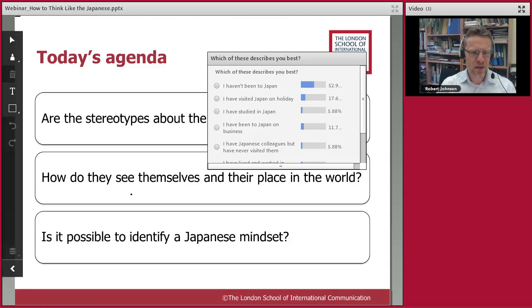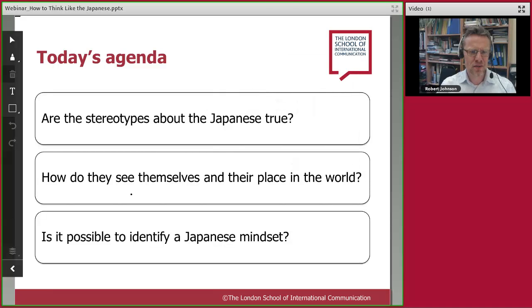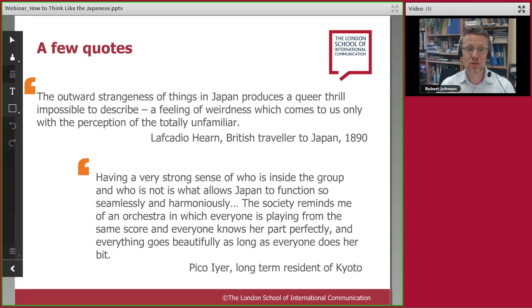Great. So those are our ideas for today. It's to look at stereotypes. It's to think about how the Japanese see themselves and their place in the world, and to think about what this idea of a Japanese mindset is. So I'm going to move on. I thought I'd start with a few quotes and a bit of background information just to set the scene.